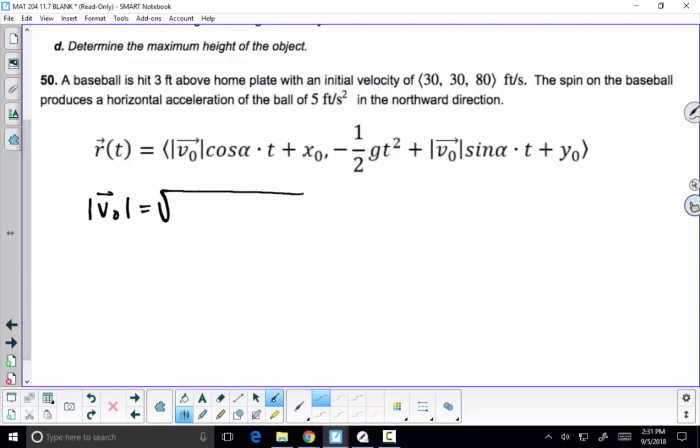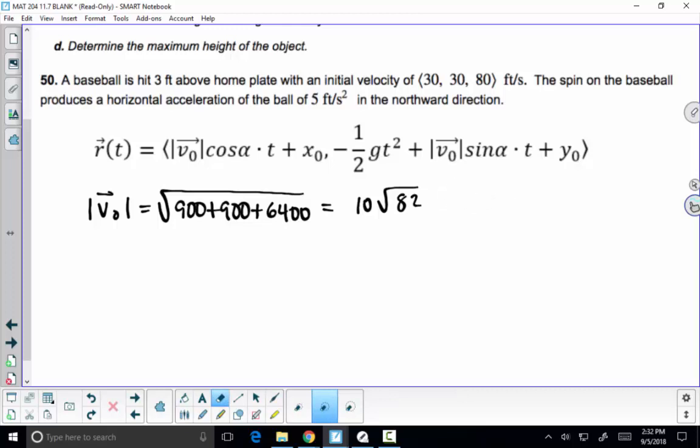So let's go ahead and find the magnitude of the velocity vector. That's the square root of the sum of the squares: 900 plus 900 plus 6400. Certainly 10 can come out. So that's going to be 10 root 82, I think. Are there any perfect squares in 82? No. You agree with 10 root 82? So that'll be our speed.